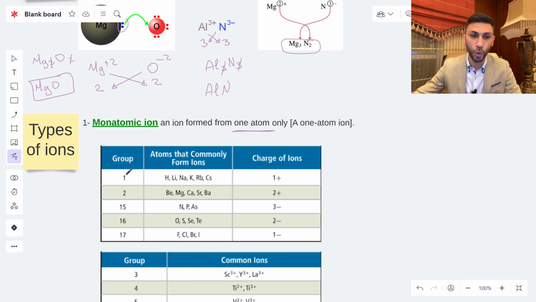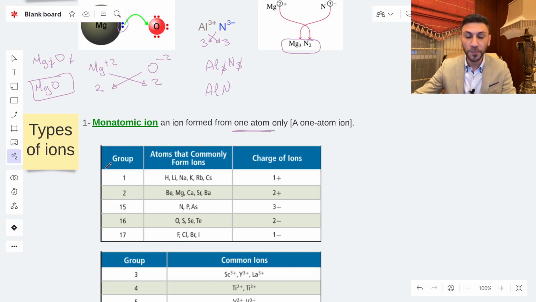For example, all group 1, group 2, 15, 16, and 17 form monatomic ions, just like lithium, sodium, potassium, nitrogen, phosphorus, sulfur, oxygen, chlorine, fluorine, iodine, bromine. All of them form monatomic ions because they originally came from one atom.